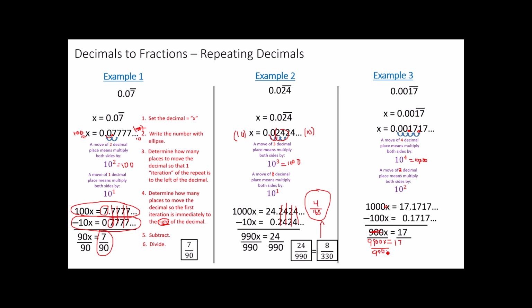That is really hard to write. And you would get 17 over 9,900 as your fraction. Again, if you're not convinced by this, you can certainly go ahead and type that into a calculator and you'll see that it does in fact come out.